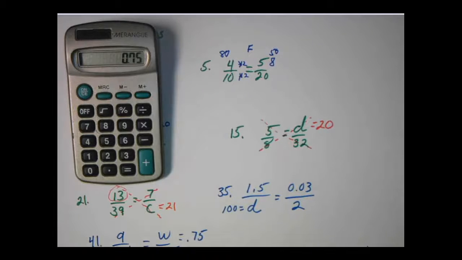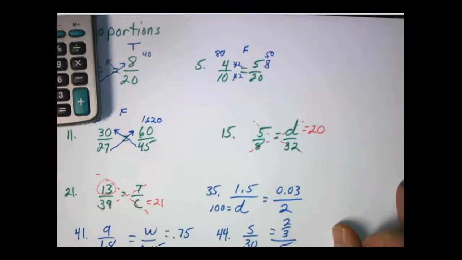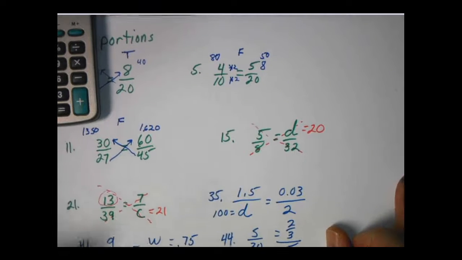What if we have fractions? Okay, what if we have fractions in our problem? Well, rules don't change. So let's look at problem number 44. I have S over 30 is equal to 2/3 over 5. Okay, now let's do this one a little bit longhand. We could do it on a calculator, but I want to show you how to do it longhand.